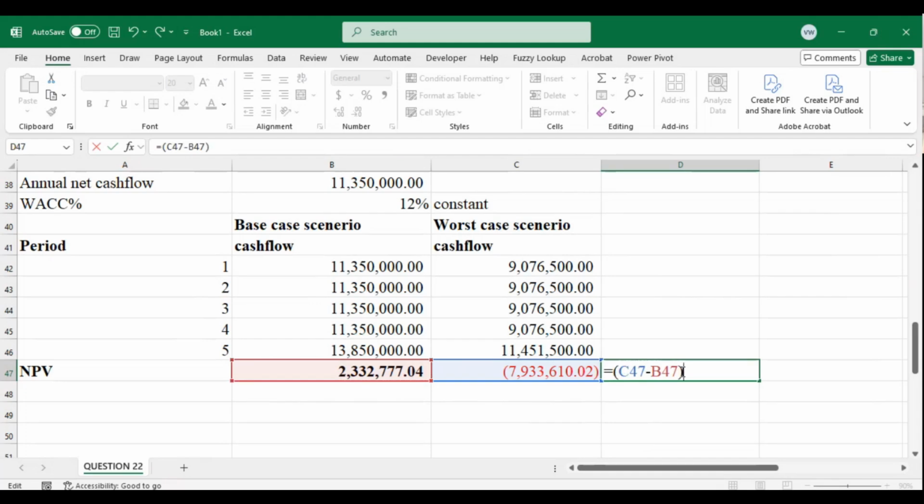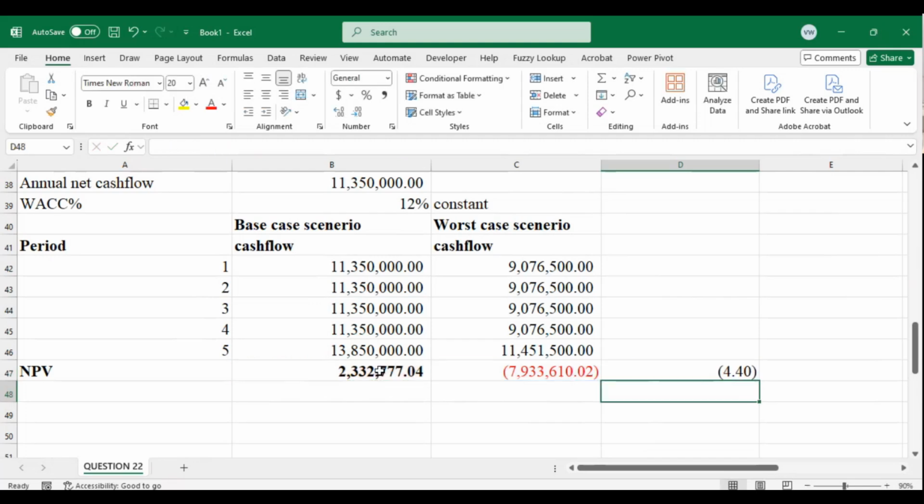And then we close the bracket. You divide everything by the base. So the whole idea is that I want to present the change as a percentage, meaning the new NPV minus the old NPV, divided by the old NPV, then I can convert it to a percentage. That is what I'm trying to do. So it is the new NPV minus the original NPV, divided by the original NPV.